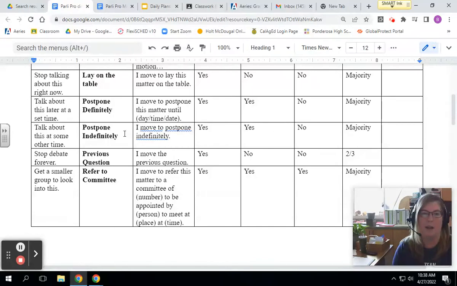I don't care when we talk about it again. This one is strange wording to us. Previous question. I move the previous question. That's all a person would say. But this one is important because it stops debate forever.